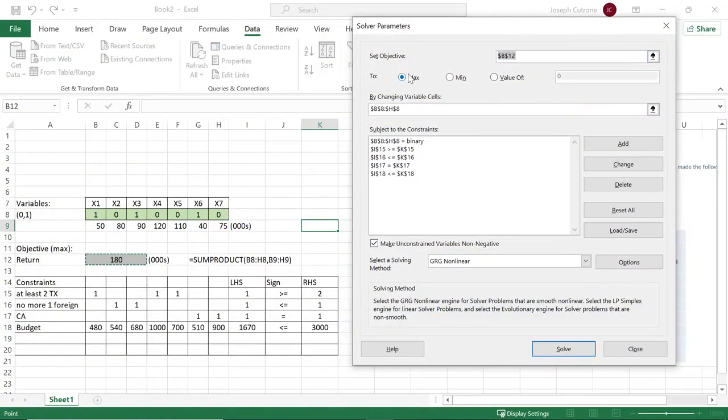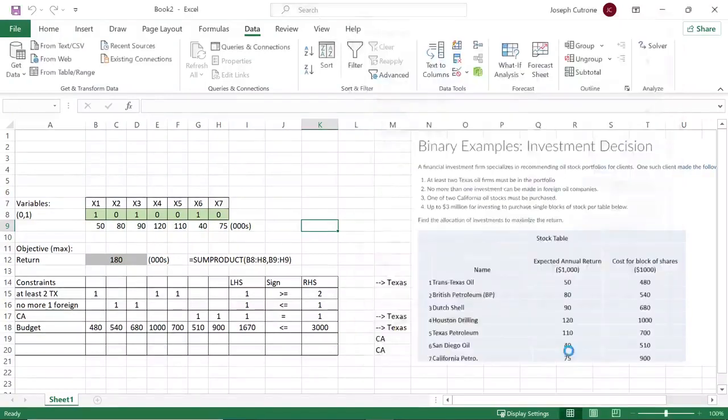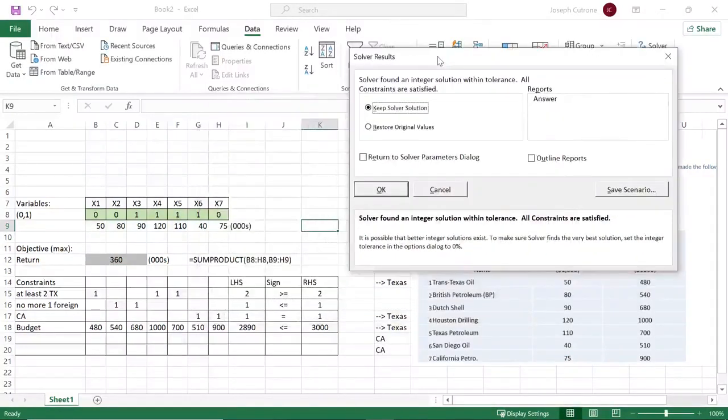Just make sure you agree. Objective, max, variable cells. There's the binary constraint. Select the box to make unconstrained variables non-negative. Select Simplex LP, and then you can hit solve. Solver found an integer solution. Say thank you, Solver, and come back and hit OK.